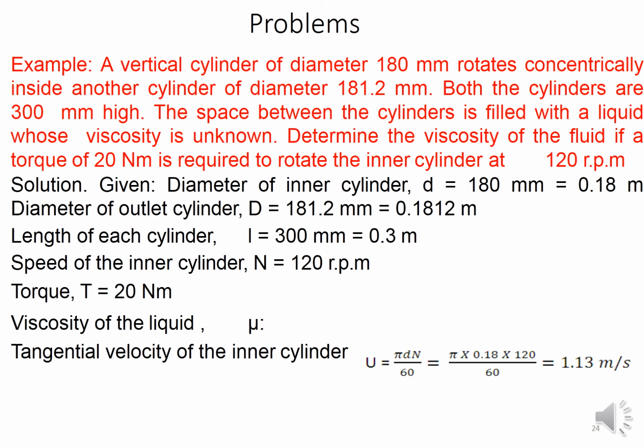Diameter of the inner cylinder is 180 mm, 0.18 meter. Diameter of the outer cylinder is 181.2 mm, 0.1812 meter. Length of the cylinder is 0.3 meter. Speed of the inner cylinder is 120 rpm. Torque is 20 Newton meter. Viscosity of the fluid is not known. Since rpm is given, you can calculate the velocity. Tangential velocity is equal to pi D N by 60. Pi into diameter 0.18 into 120 by 60 is 1.13 meter per second.